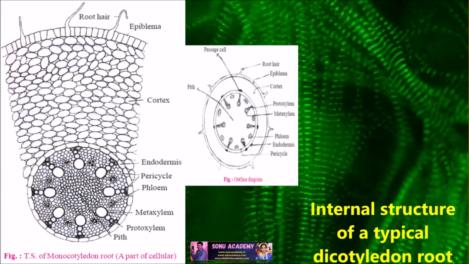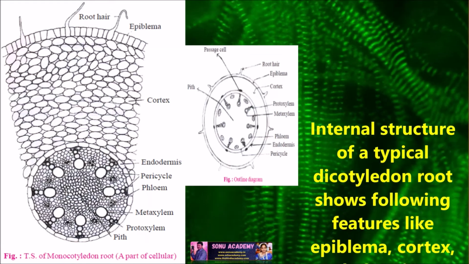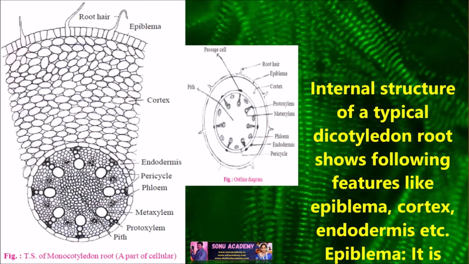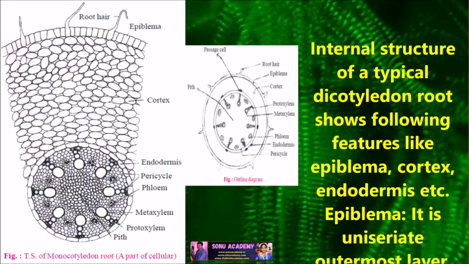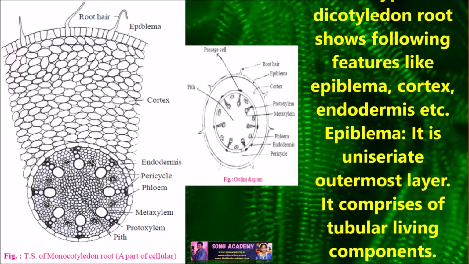Now let us discuss the internal structure of dicot root. The internal structure of a typical dicotyledon root shows the following features: epidermis, epiblema, cortex, endodermis.